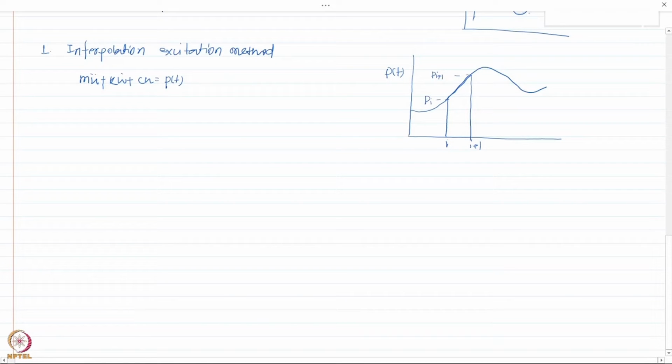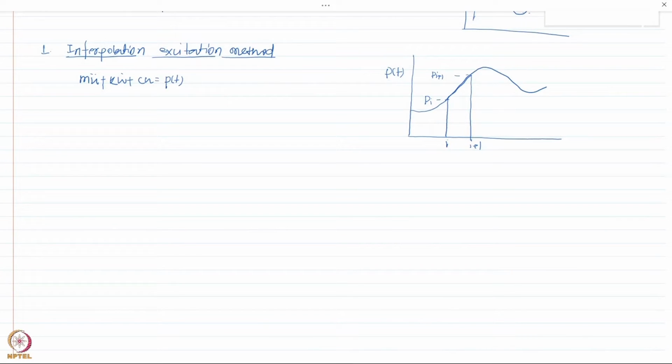So we discretize our excitation in the interpolation of excitation method. If our system is linear, this only works for linear systems, and this is popular because it is computationally very efficient.